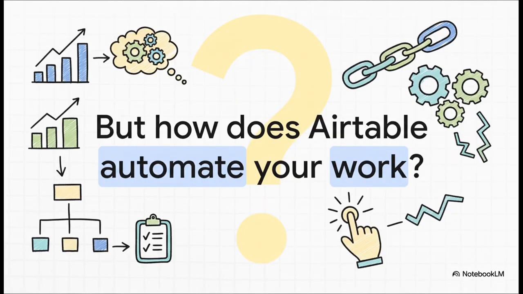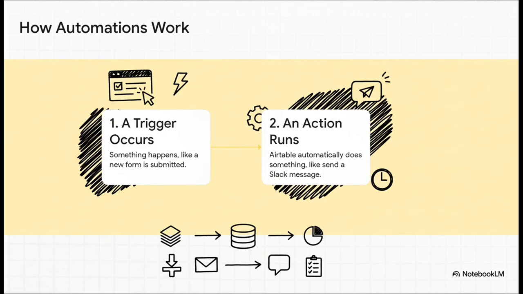So seeing your data in cool ways is great. But what about making the data do the work for you? How does Airtable actually take those boring, repetitive tasks off your plate? Well, it works on this really simple, if this, then that idea. You set up a trigger. Say, a new lead fills out a form on your website. Then you tell it what action to run, like automatically send a message to your team's Slack channel. This is the kind of stuff that can save you hours, literally hours, of boring manual work every single week.